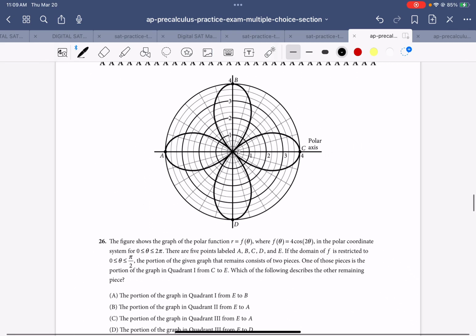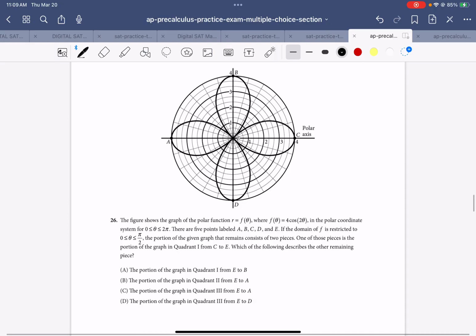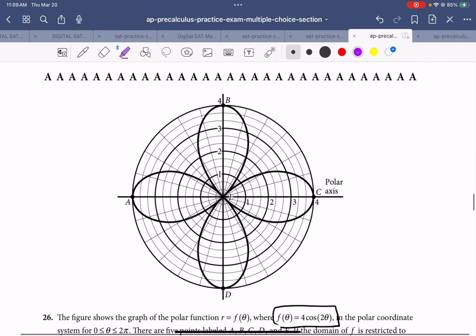Now you have a polar graph here. The figure shows the graph of the polar function r equals f of theta, and f of theta is right here: 4 times cosine 2 theta. That's the graph of this polar function in the polar coordinate system, 0 to 2 pi. There are 5 points labeled A, B, C, D, E. So let's mark it. Where's A? A is right here. B, C, D, E. Okay, E is at the origin.